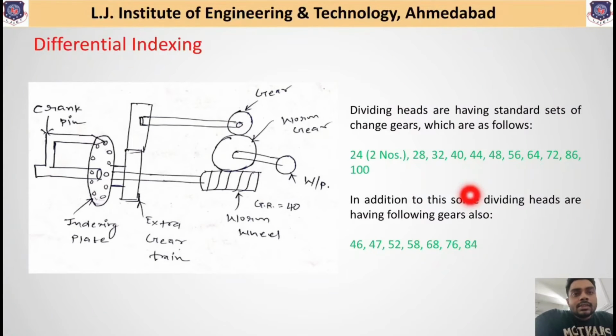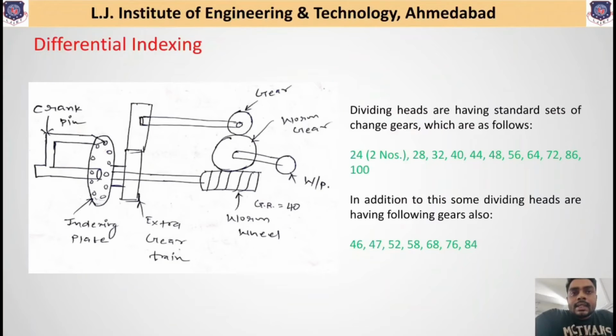And in addition to this, in many universal dividing heads, there are also other gears available, such as gears that have teeth that are 46, 47, 52, 58, 68, 76 and 84. So these are the different standard gears available which need to be adjusted in this dividing head, and how this needs to be adjusted and how these gears or their teeth need to be calculated, that we will study in our further topics.